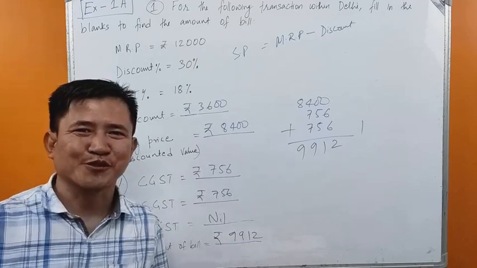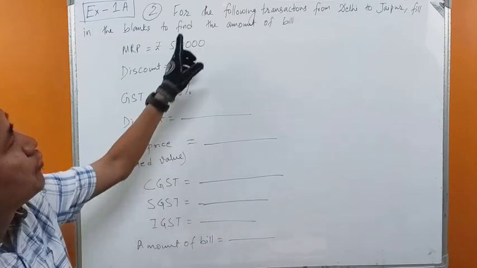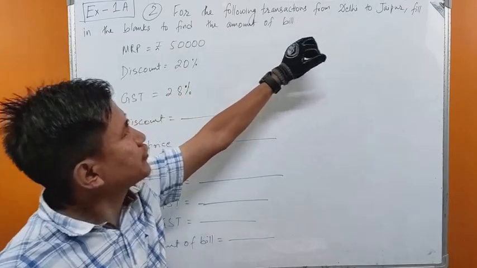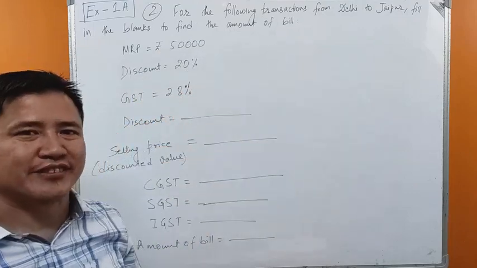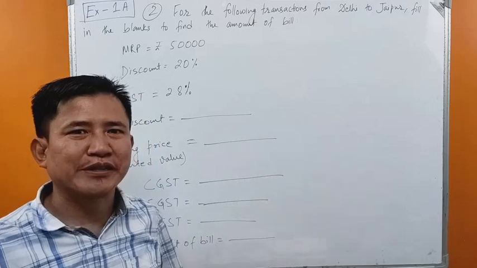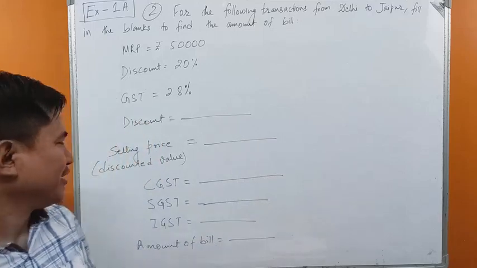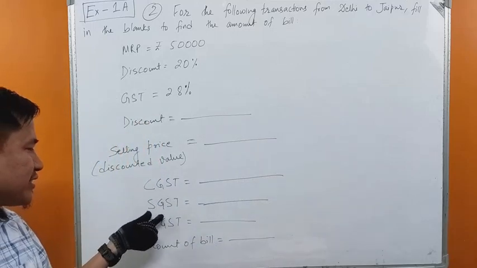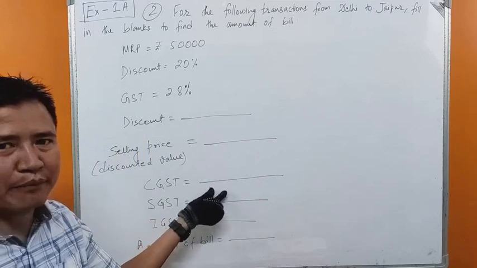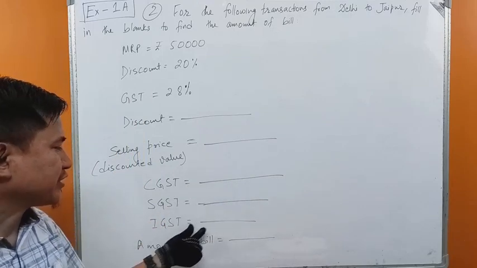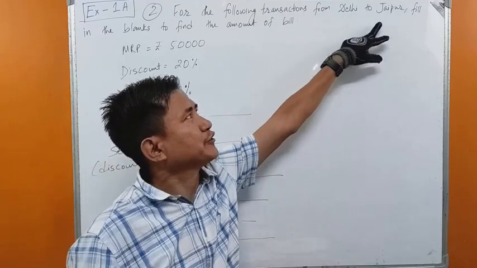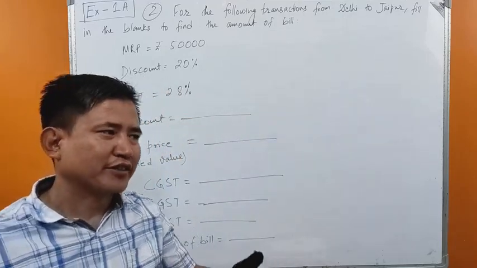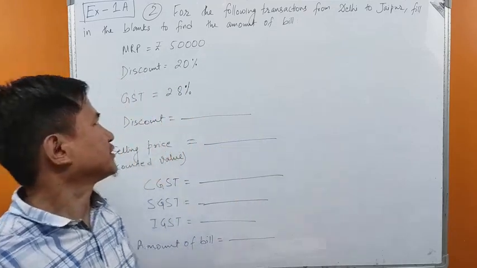Now let us do question number 2. For the following transactions from Delhi to Jaipur, fill in the blanks to find the amount of bill. The transaction is carried from Delhi to Jaipur, which means an interstate transaction, isn't it? Which means both CGST and SGST will become inapplicable or nil. IGST will become applicable in this case. The product is manufactured in one state and sold in the other state.